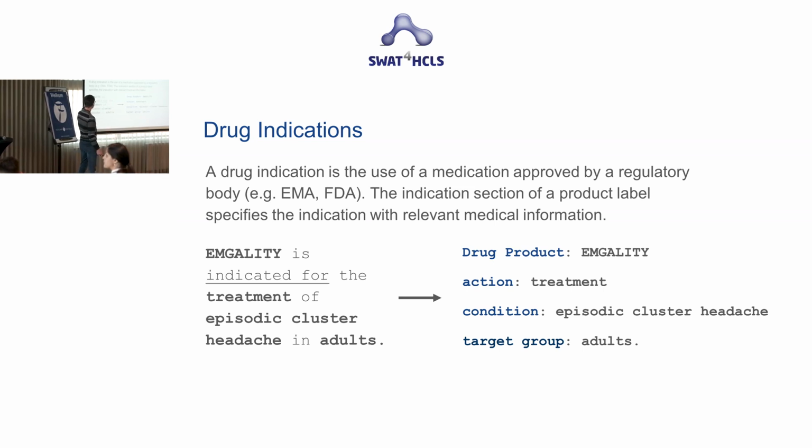So Emgality is indicated for the treatment of episodic cluster headache in adults, right? So we can see the product is Emgality. This is the product name. It's indicated for, and the action is a treatment action. There are other kinds of actions, right? So it could be done in a preemptive manner, or it could be in symptomatic relief, or all kinds of things like that. And the condition is episodic cluster headache in the target group of adults, right? So this is what we want to do. The general idea is, can we take this sentence and create a structured representation of that?